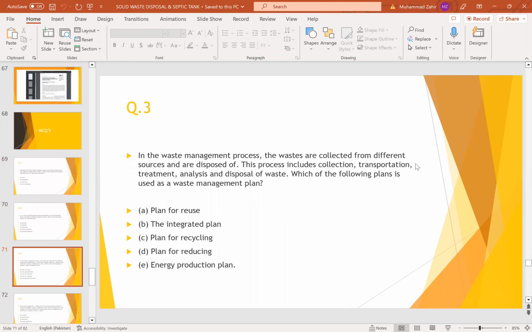In the waste management process, the waste is collected from different sources and disposed of. This process includes collection, transportation, treatment, analysis, and disposal of waste. Which of the following plans is used as a waste management plan? Plan for reuse, the integrated plan, plan of recycling, reducing, energy production plan. C. Plan of recycling. It's B. Basically, it is the integrated plan which has the integration of different things in it. So B is the correct option.